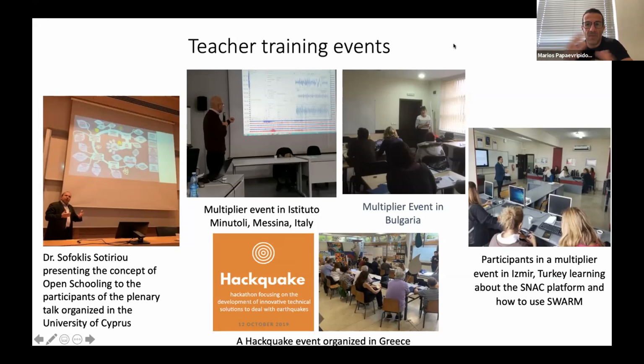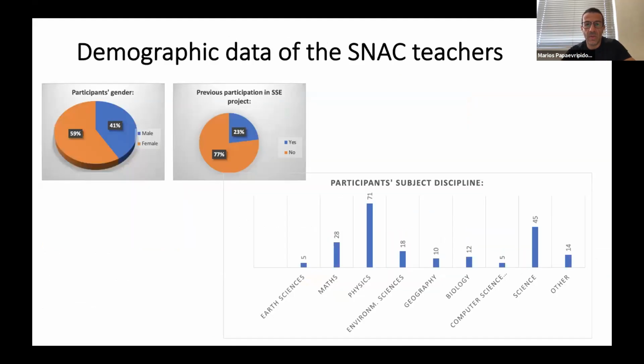So before proceeding to presenting outcomes in terms of students, it would be good to just share with you some demographic data of the Snac teachers. We had a well-balanced, let's say, of males and females. Females were a bit more than males, which is a good thing if we think of the issue that there is a sex dominance in the sciences, more males than females. So in our case, we managed to engage more females than males.